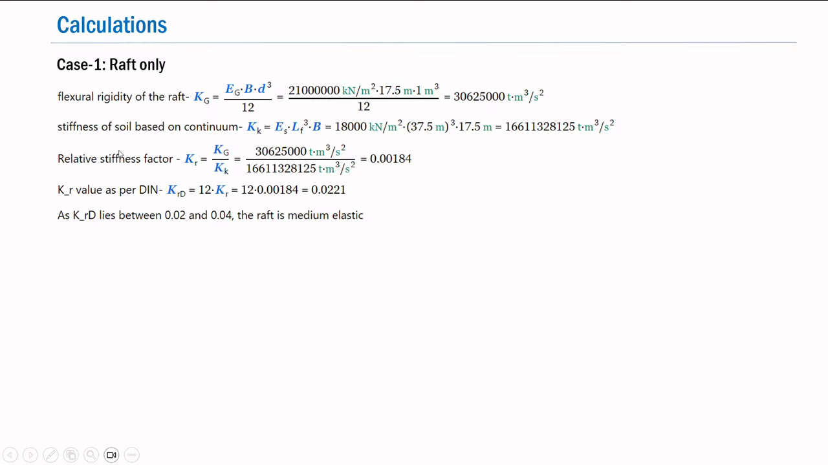Next, we proceed for calculating the stiffness of the soil based on the continuum model, that is Kk, that is equal to Es into Lf cubed into B. This formula was already discussed in detail in the earlier presentations. Substituting the values of the various terms, we obtain the stiffness of the soil as this value.